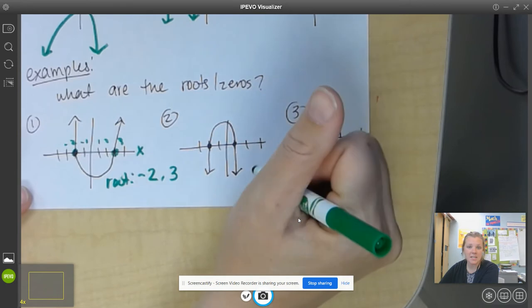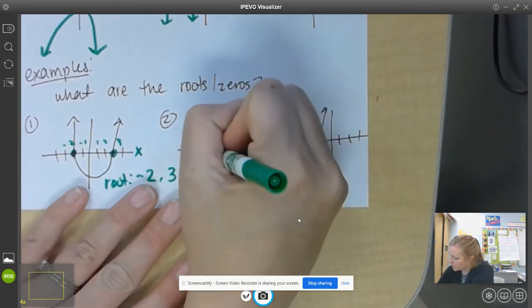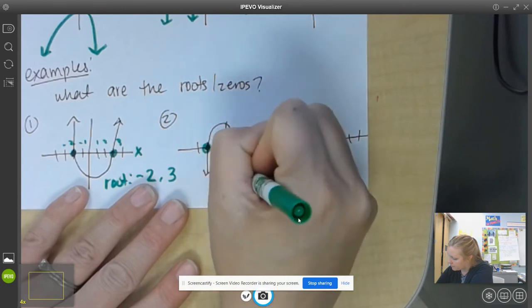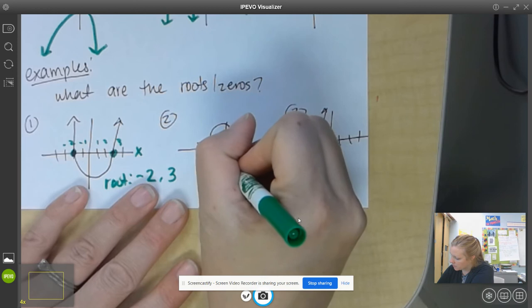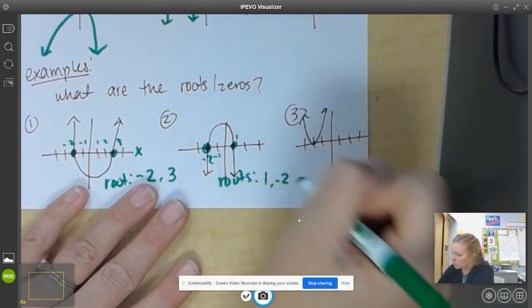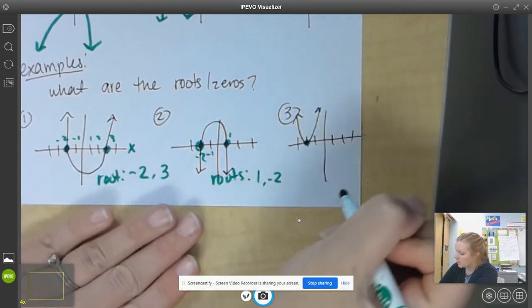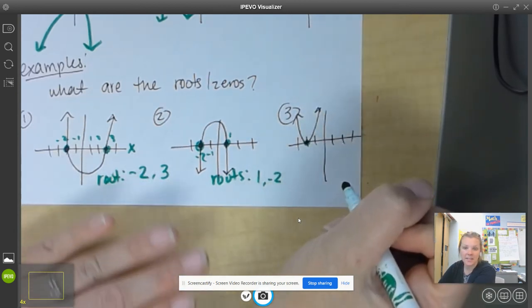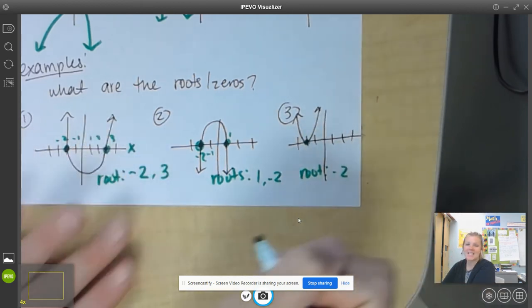For the second one, it doesn't matter that the parabola is facing down. We still look for the roots the same way. The roots for this one, this is at 1, and this one is at -2 again. So 1 and -2. And then this one only touches the x-axis in one place. So there's only one root or one solution, and that's -2.